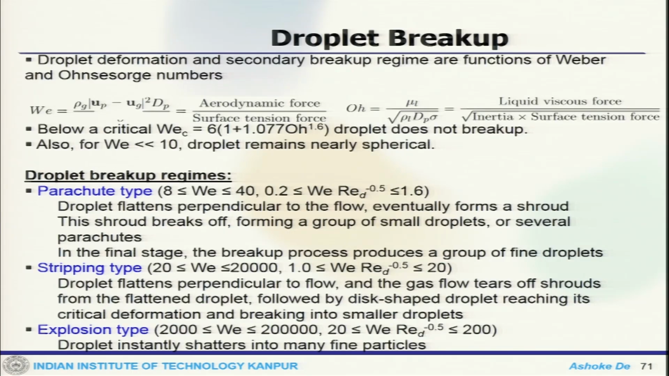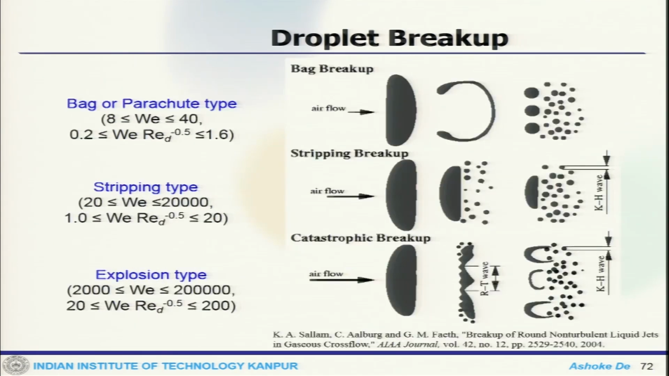Now the droplet formation and secondary breakup regimes are a function of the Weber number and the Ohnesorge number. So this is the Weber number, which is proportional to the aerodynamic force over the surface tension force, and Oh is the liquid viscous force over inertia and surface tension force. So the droplet breakup regimes could be a parachute type where the droplet flattens. It depends on the Weber number range of the flow. There could be stripping type where the droplet flattens perpendicular to the flow and the gas flow tears the shroud, and explosion type. So this picture will give you an idea.